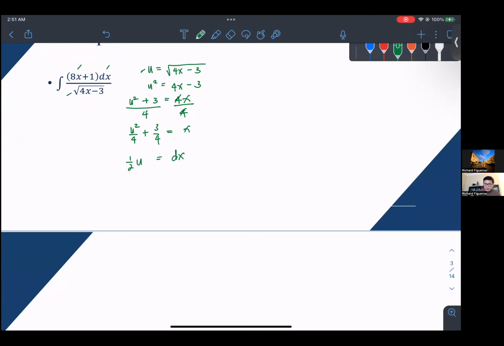So now we have everything, and we're just going to substitute it now. We're going to transform this into the 8x, so we'll have 8, and then multiplied with x. So what is x? x is u squared over 4 plus 3/4.